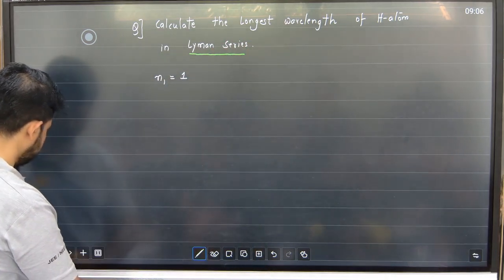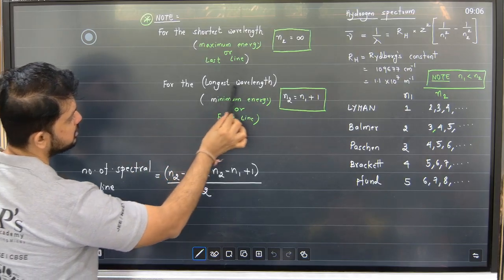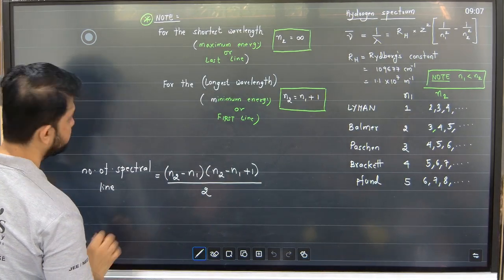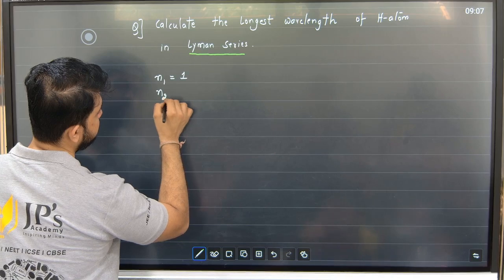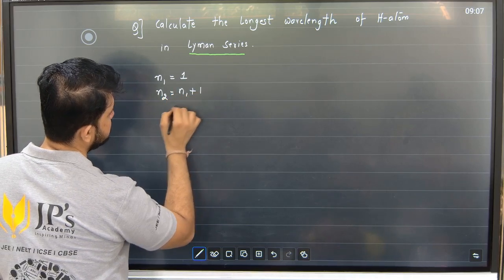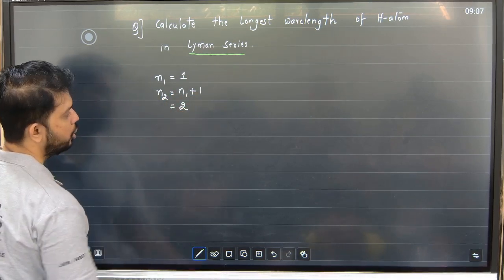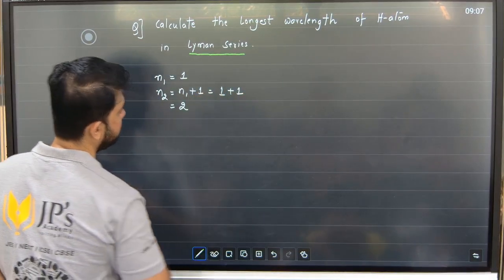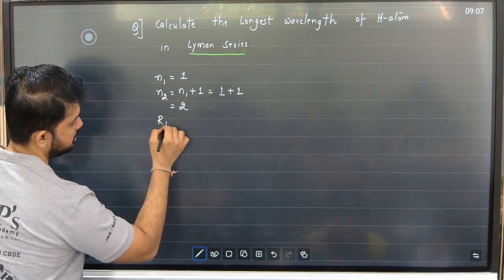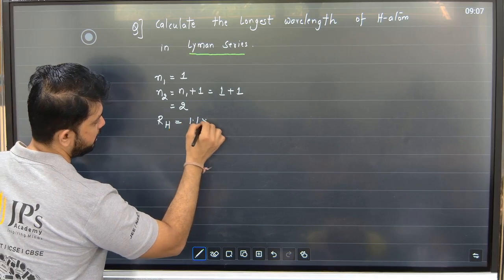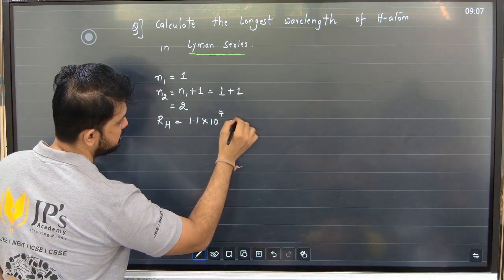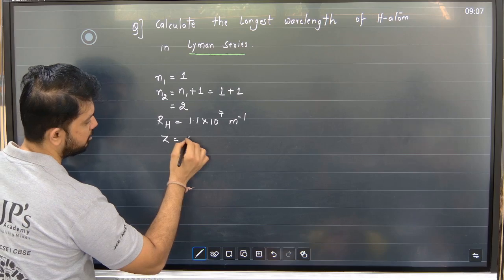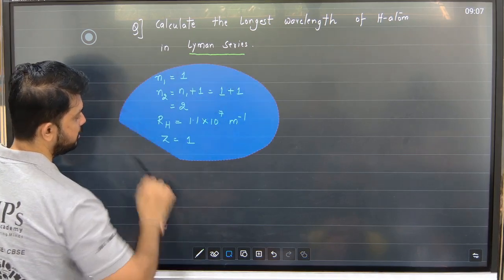Now we are looking for longest wavelength. What point did we just write? If we are looking for longest wavelength, N2 will become N1 plus 1. So what is the value of N2 over here, people? 2. 1 plus 1. Then what is the value of RH? 1.1 into 10 raised to 7 meter inverse. It is for hydrogen atom, so what will be the value of Z? 1. Let's substitute that in the formula.